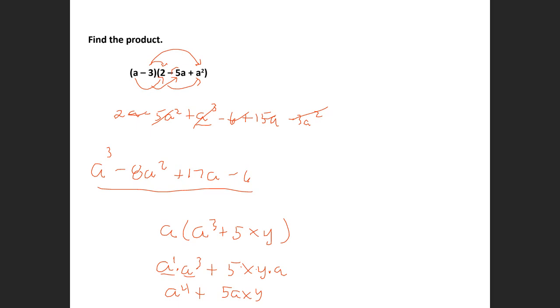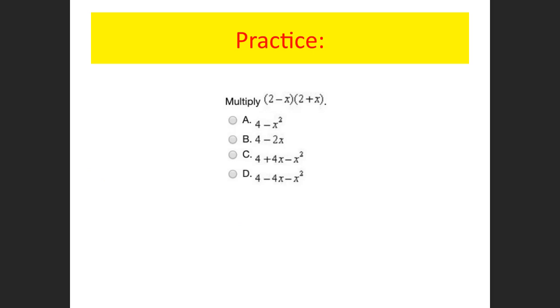That makes no difference. All right, let's try a practice problem here. Let's say I gave you 2 minus x times 2 plus x. Well, if I'm going to multiply this out, I like to write it out so I have room to work. All right, so I'm just going to multiply the first term times everything. So 2 times 2 is 4 plus 2 times x, which is 2x.